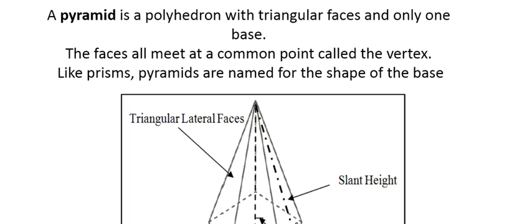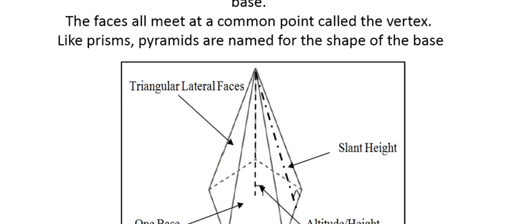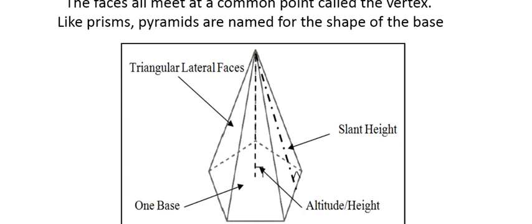has one base. So if we look at the picture here, what we've got going on is we've got these triangular lateral faces and one single base. Now the faces all come together at a point at the top of the pyramid, and that point where they all come together is called the vertex.